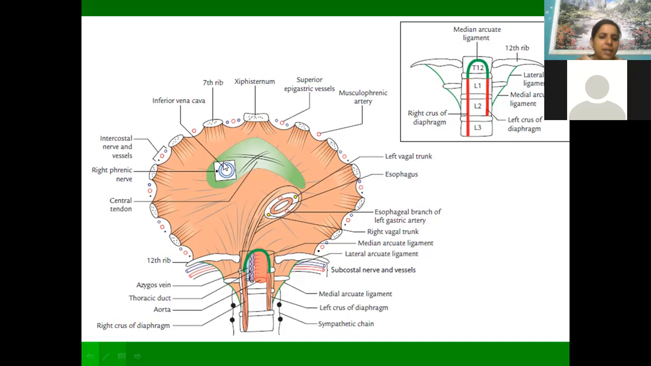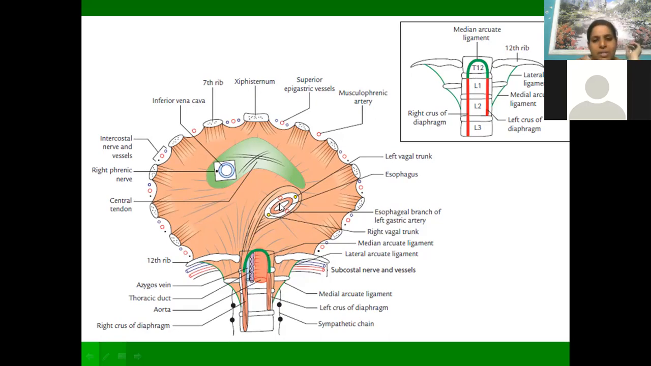In the central tendon, we have the opening of the inferior vena cava, and in the diaphragm, we have the opening of the esophagus, and here in the median arcuate ligament, we have an opening for the aorta. If you remember, we discussed these two structures in detail, the azygos vein and thoracic duct. I told you the azygos vein and thoracic duct also pass through the opening of the aorta.